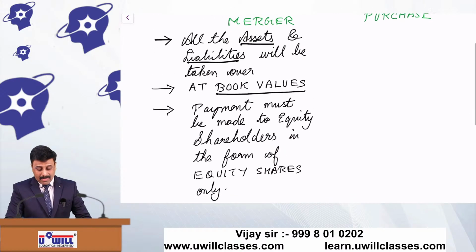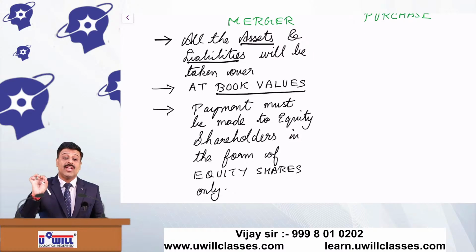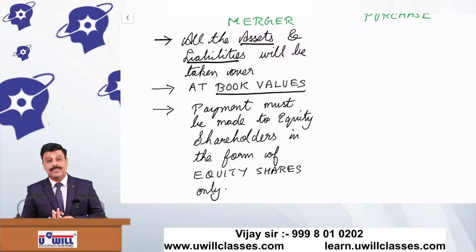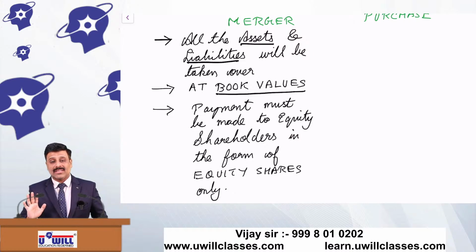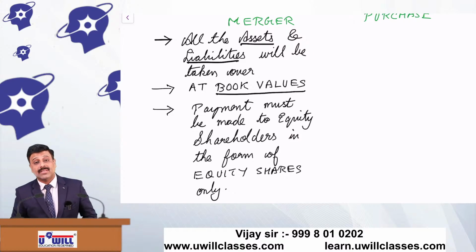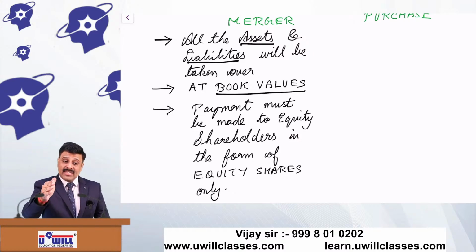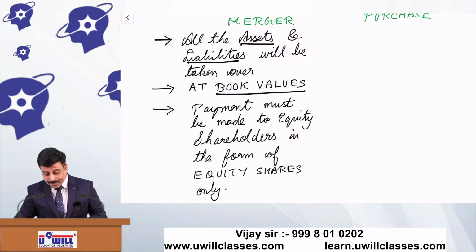Whatever payment we make to equity shareholders must be made in the form of equity shares only. If we give cash to equity shareholders, it will become purchase. If we give preference shares to equity shareholders, it will become purchase. We can give preference shares to preference shareholders, but equity shareholders must be given only equity shares.